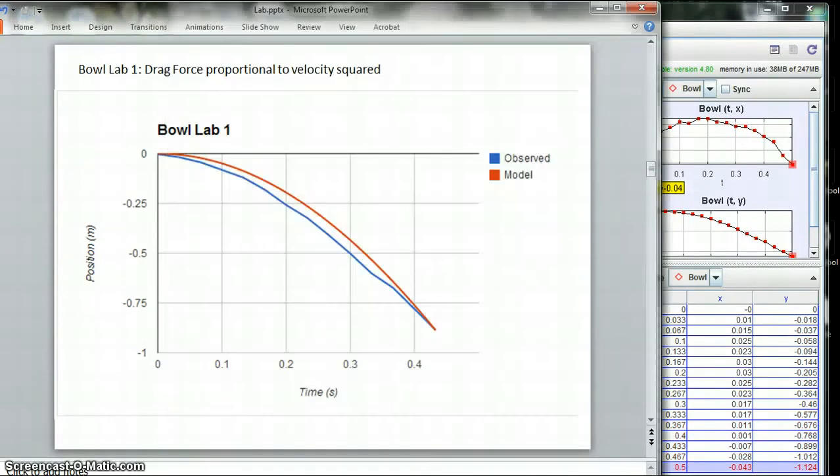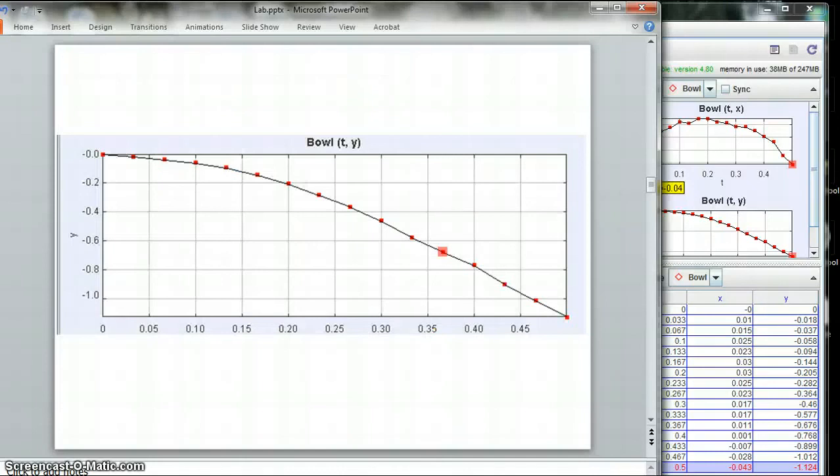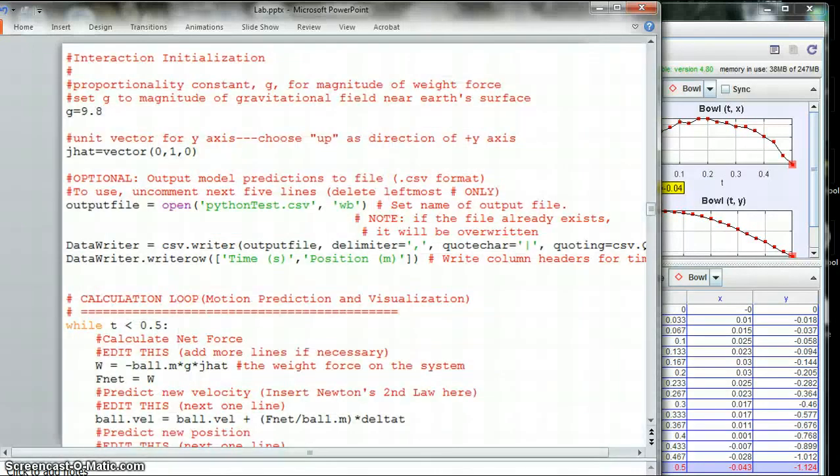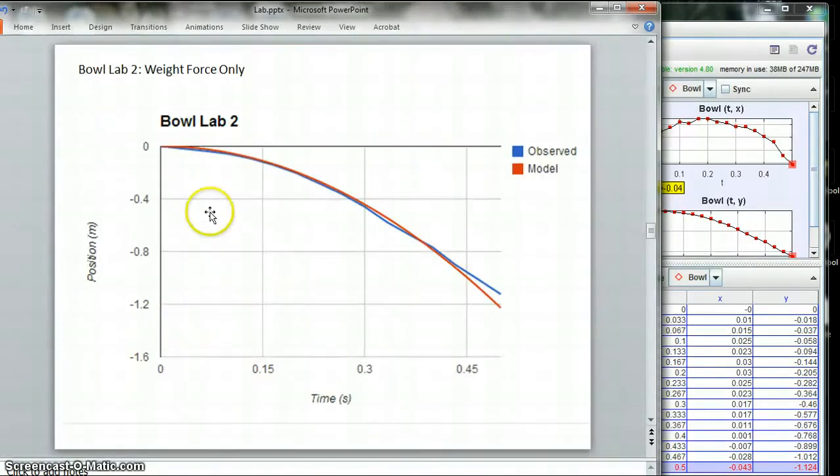But when I went back and I redid my calculations, this is my graph for the second video in Tracker, and again 0.5 seconds and a slightly different observation of the movement of the ball. I went ahead and I did the weight force graph again, this time with a time of 0.5 seconds, and I received a much closer calculation of the model versus the observed movement.